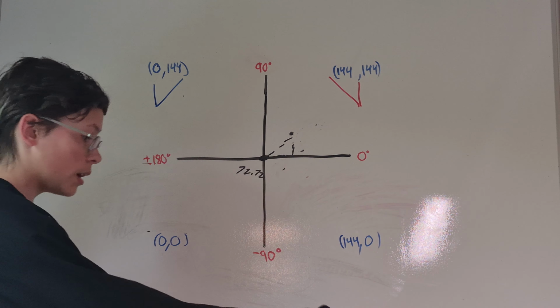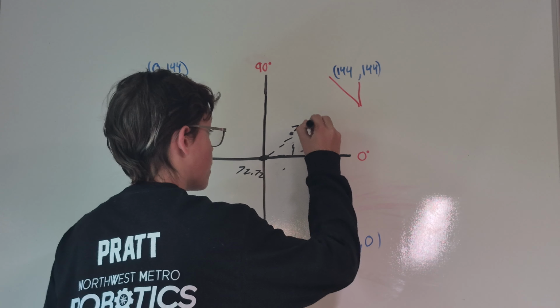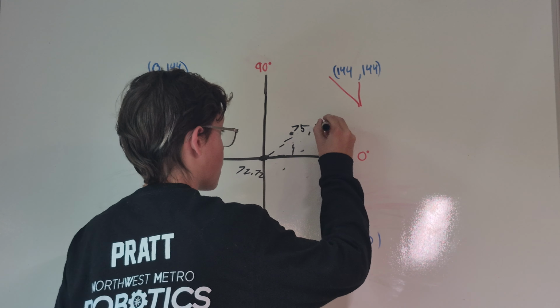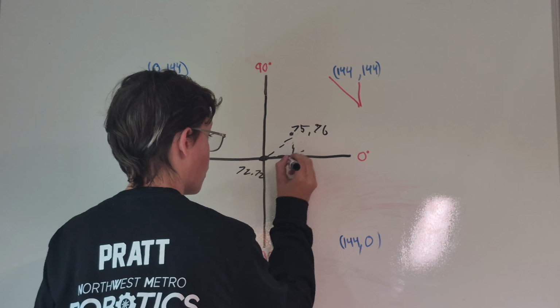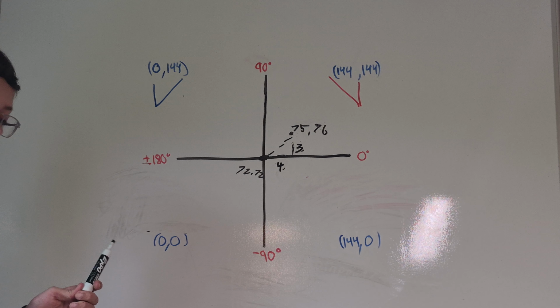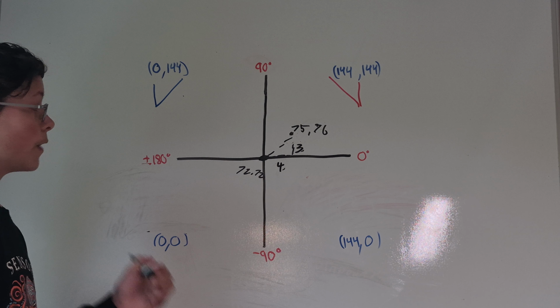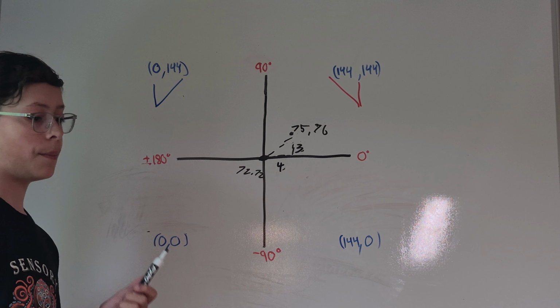So now we're going to set a new point just for simplicity. It's going to be 75, 76, which means that this is going to be 4 and 3 right here. This is for simplicity because what we're going to use to determine the power for our motors is we need to first find the distance to that point.